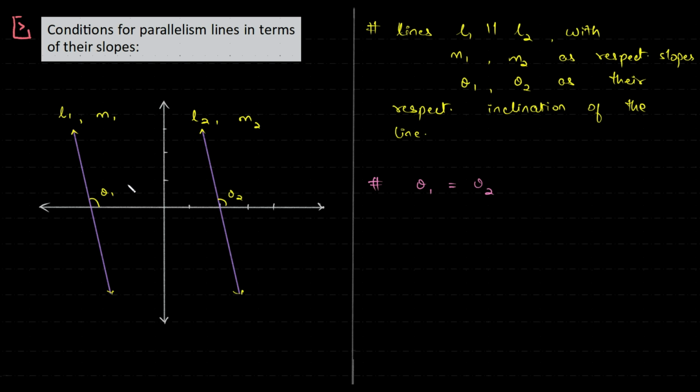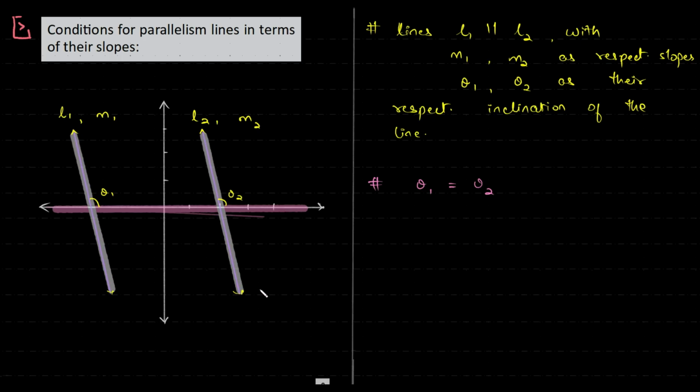But why? Well, it's actually quite simple. So this is a transversal line, two lines which are parallel. So what can we tell about those two angles? They form a corresponding angle. Because they are corresponding angles of parallel lines, those two are equal.